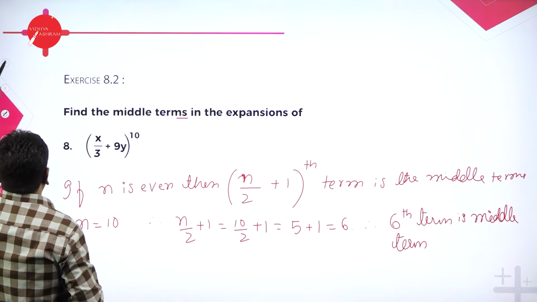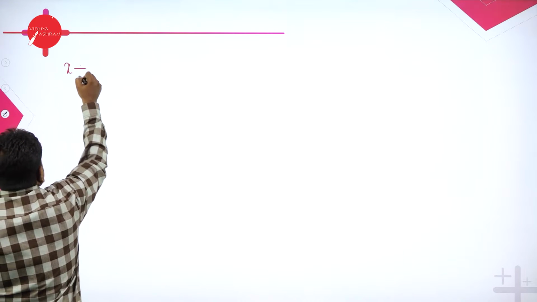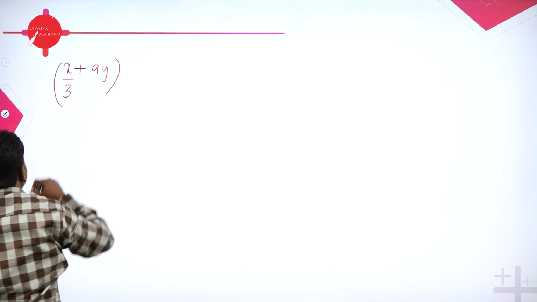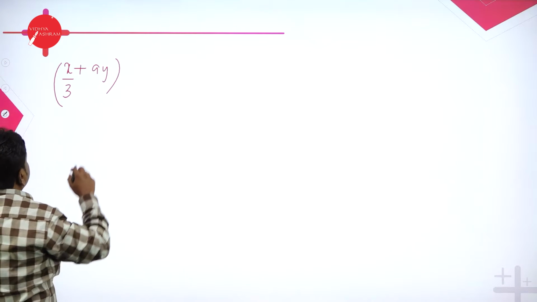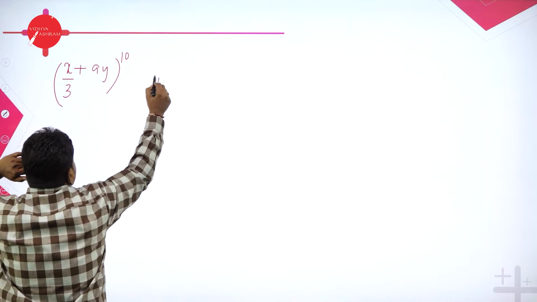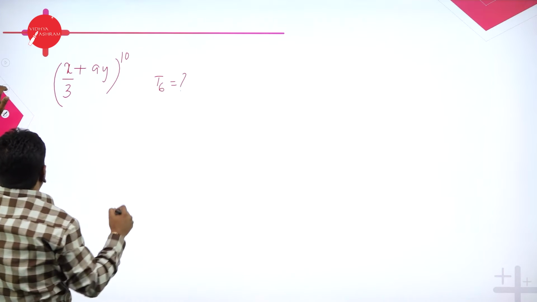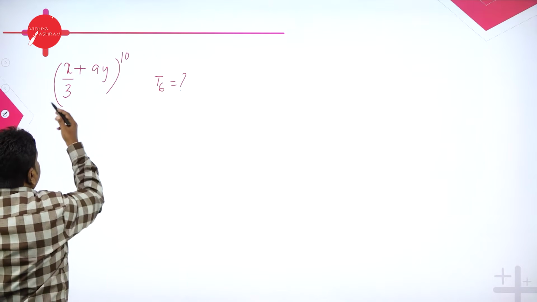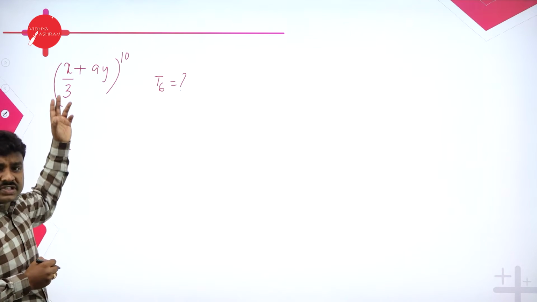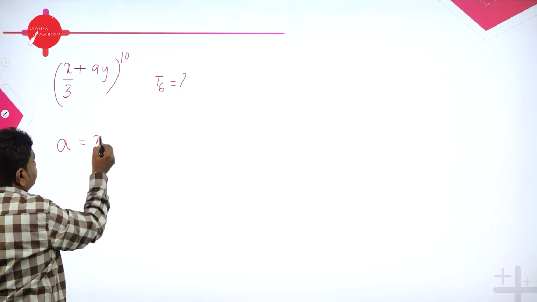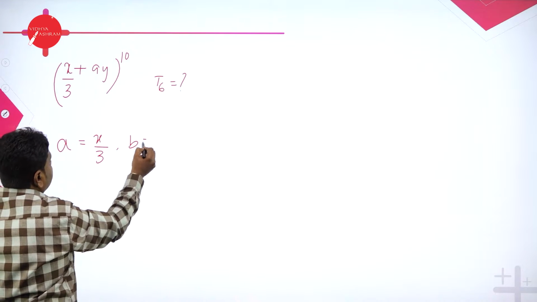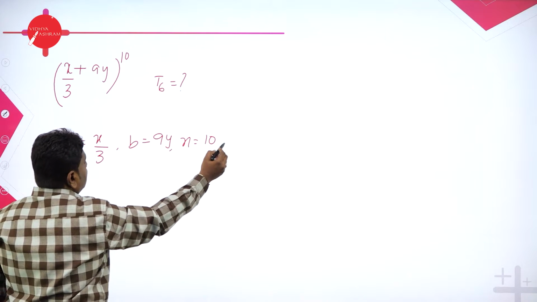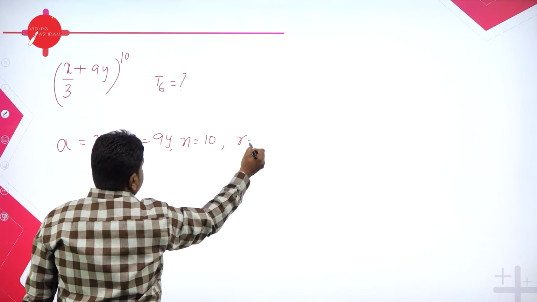x by 3 plus 9y, the whole power 10. So I need to find T6 because we got sixth term is the middle term. So therefore, a means the first term. What is the first term here? x by 3. b means the second term. What is the second term here? 9y. And n means the overall power 10. And r is 1 less than this, that is 5.